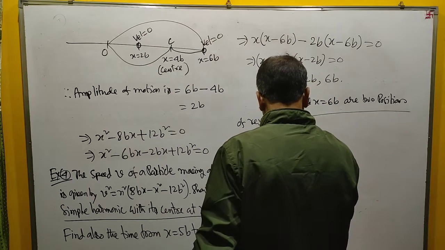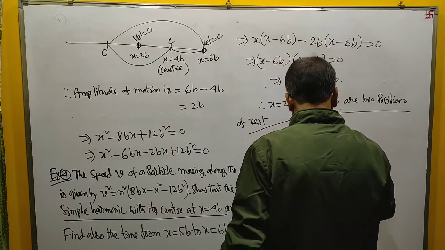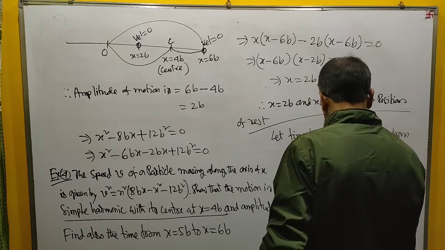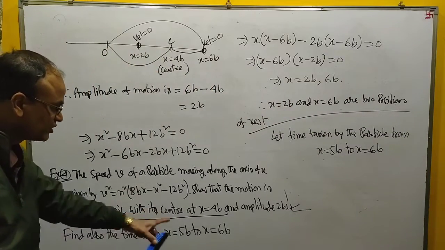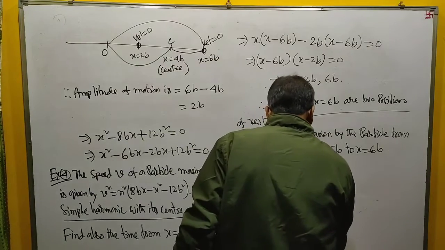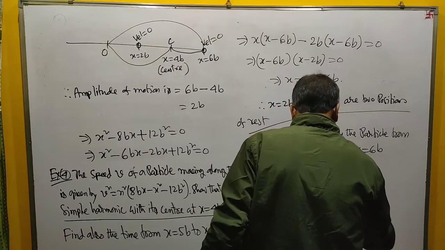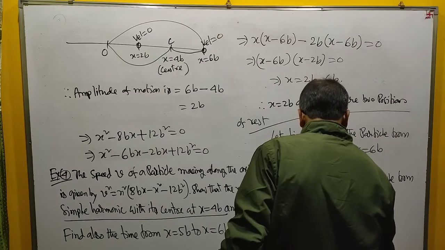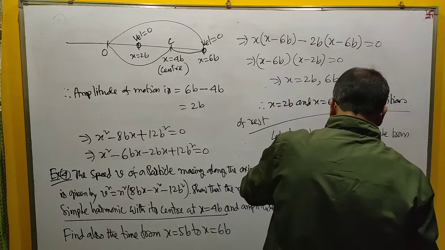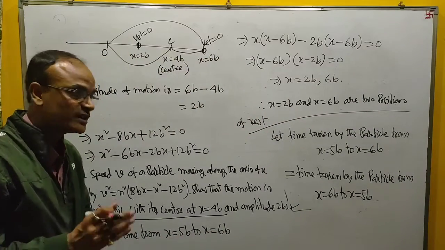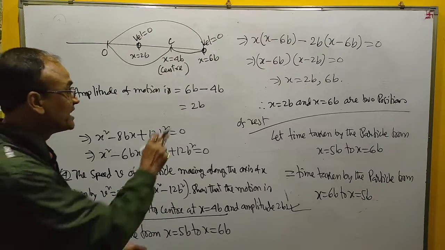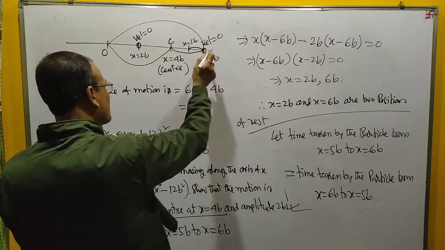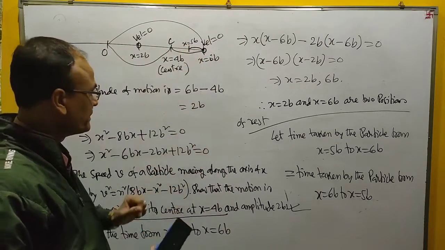Let the time taken by the particle from x is equal to 5b to x is equal to 6b be equal to the time taken by the particle from x is equal to 6b to x is equal to 5b. Now x is equal to 6b is from here to here. It is x is equal to 5b. We have to find the time taken between this and this, x is equal to 6b and x is equal to 5b.